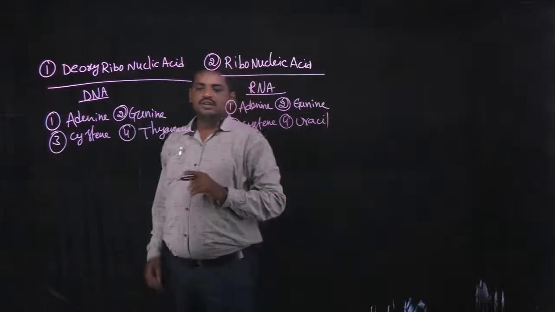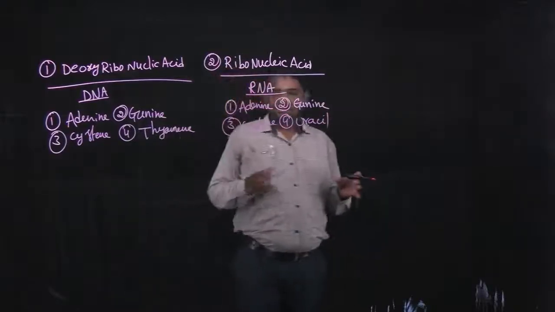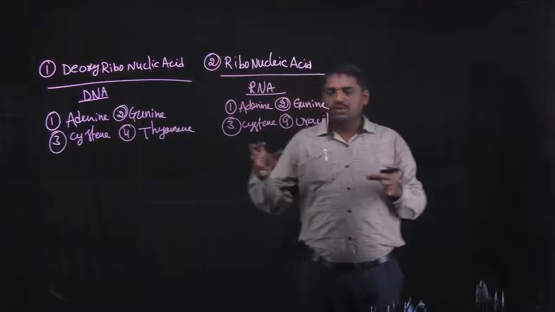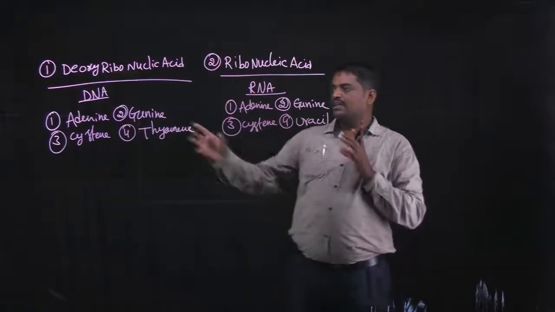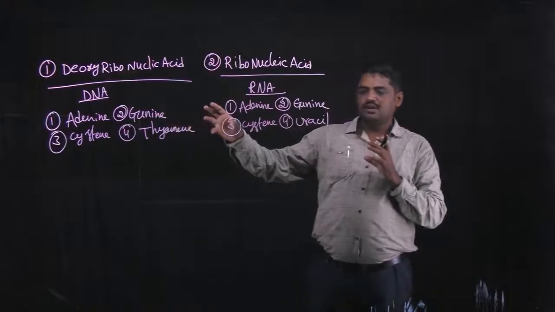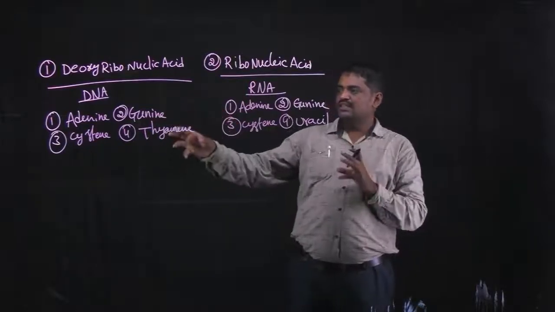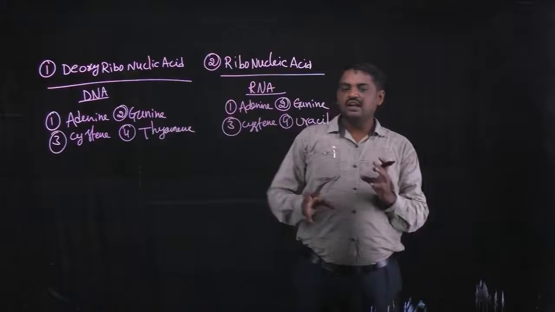These are the four ingredients, or four bases, of DNA and RNA. What is the difference between the bases in DNA and RNA?